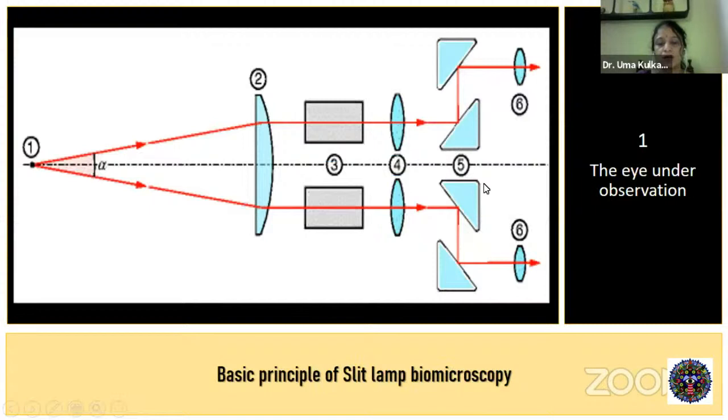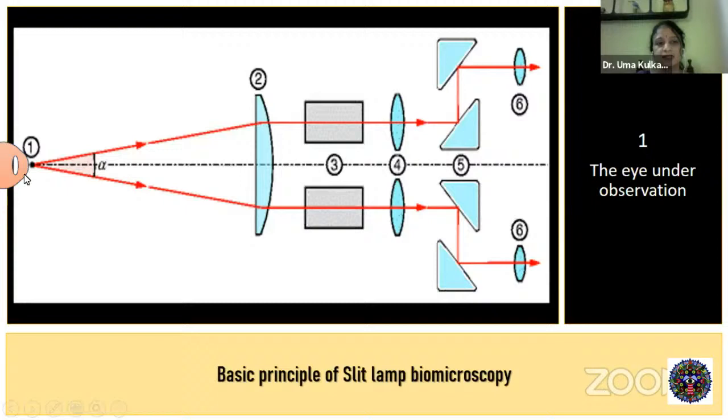So how is the observation system now? The observation system, now the eye has moved here and we are sitting on this side. This is for the right eye and this is for the left eye. This is the binocular system. And here is the object. Here is the eye that we want to see.